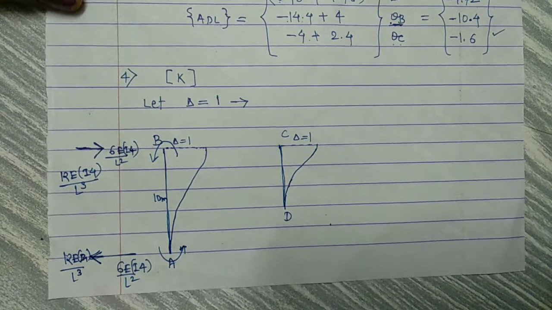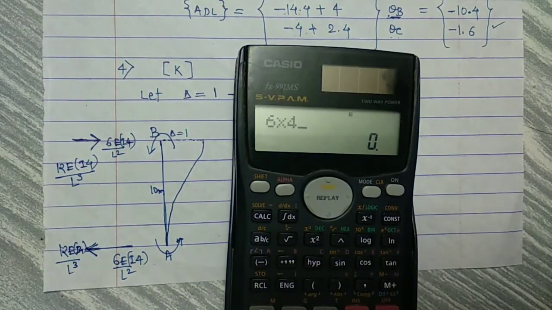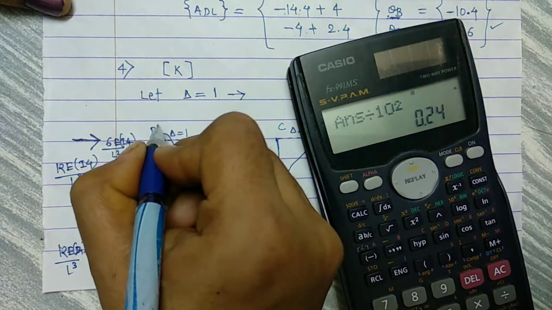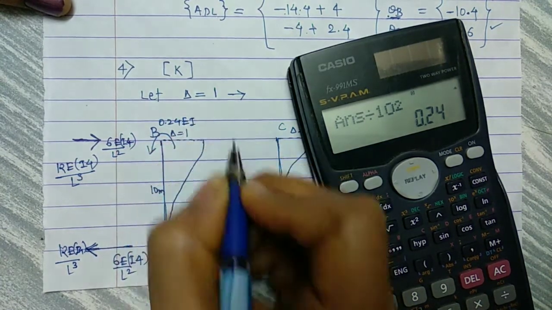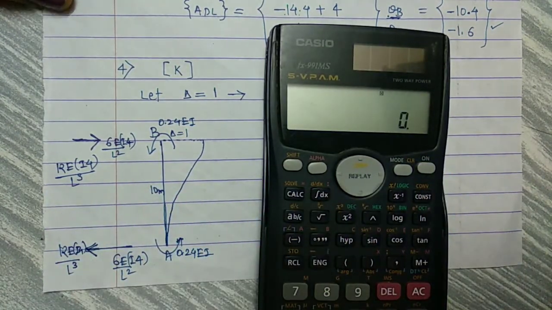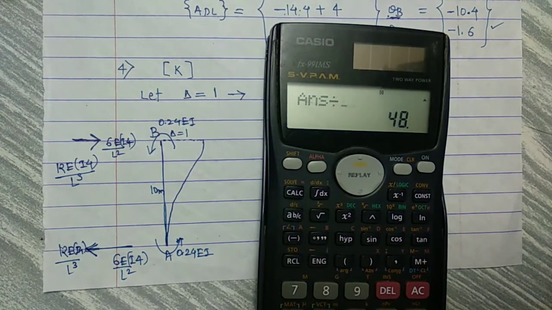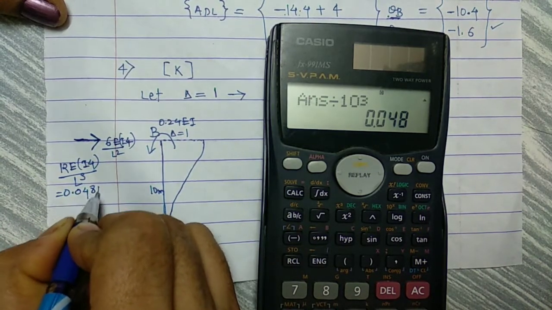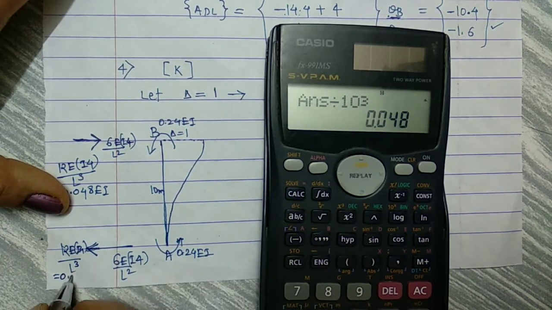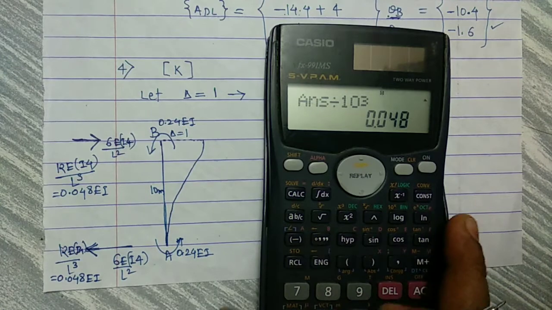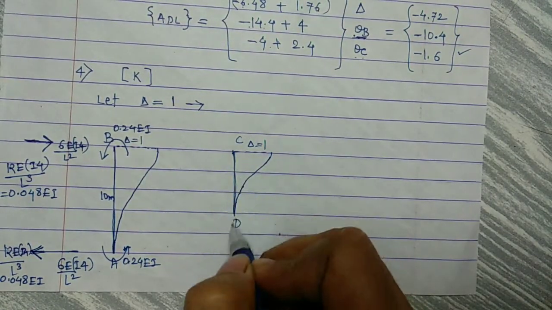So here we will calculate for this member 6 into 4 divided by 10 square. This moment is 0.24 EI. Here also 0.24 EI. Now the magnitude of the reaction is 12 into 4 divided by 10 cube, 0.048 EI. Similarly, calculate for this CD member.